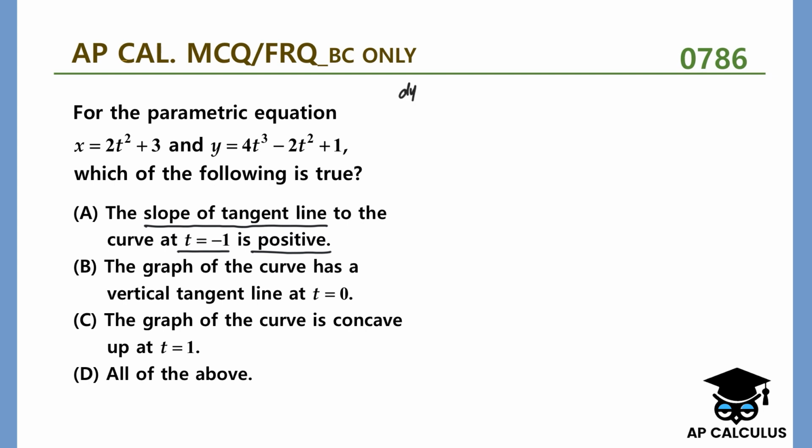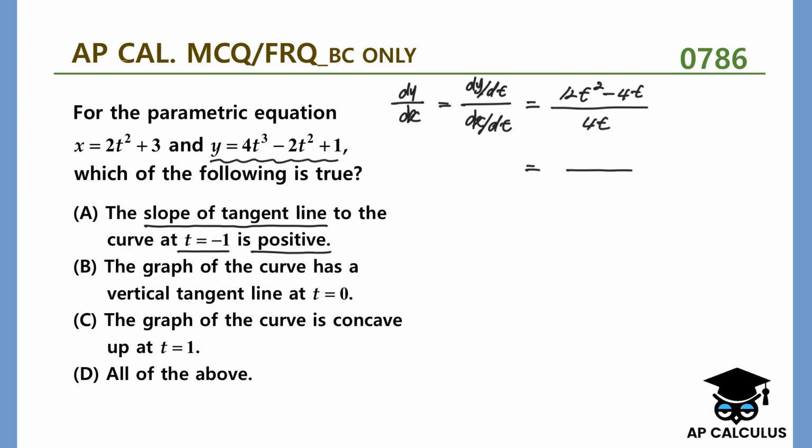So the derivative of a parametric curve, dy/dx, can be written as dy/dt over dx/dt, right? That is equal to dy/dt, which is 12t squared minus 4t, over dx/dt, that's 4t. If we simplify this, we can factor the numerator, 4t times (3t minus 1), over 4t. So 4t cancels out, and that is equal to 3t minus 1.